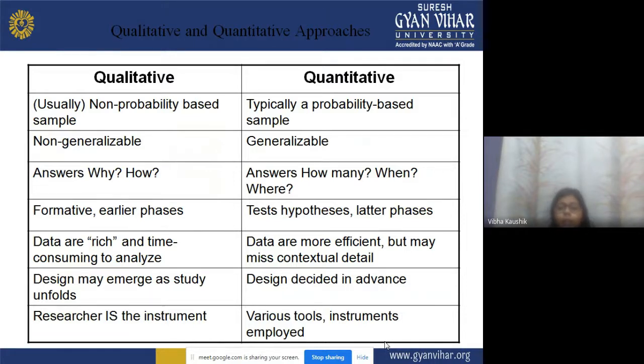Design is decided in advance. When a researcher has decided to do research on a quantitative basis, the whole design is decided beforehand. Various tools and instruments can be applied for collecting the data. It can be a questionnaire, a rating scale, or an observation schedule. For quantitative data, we can apply various tools and instruments for the collection of the data.